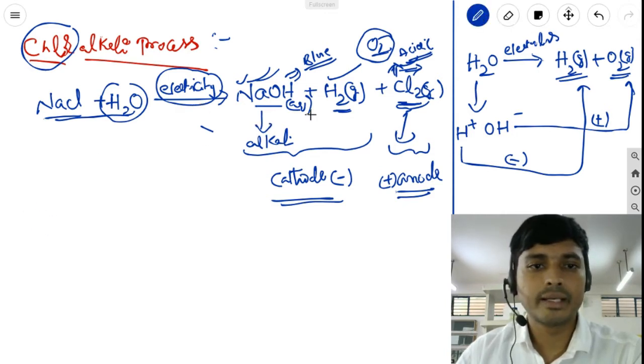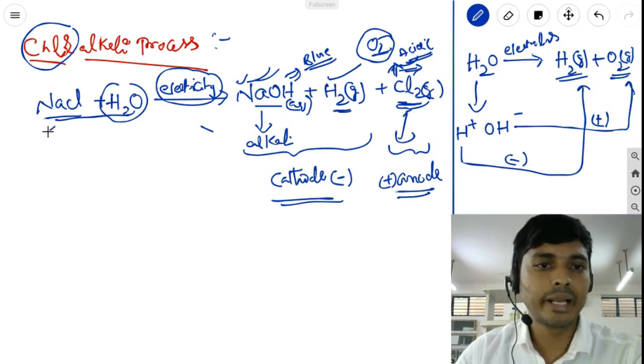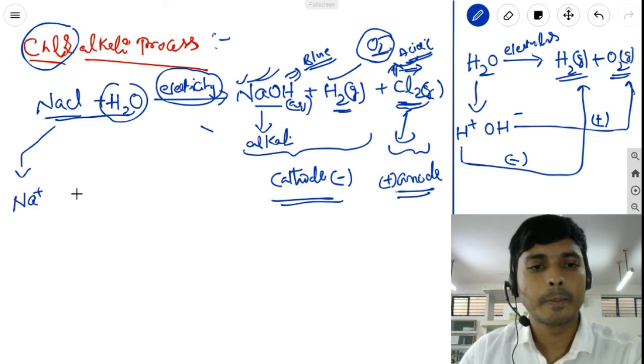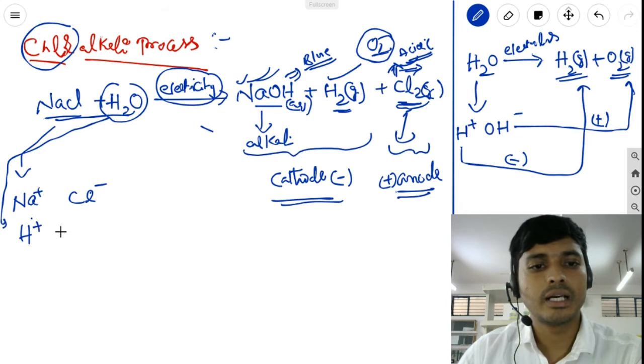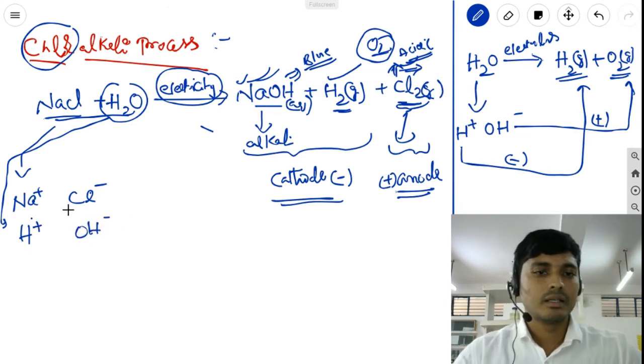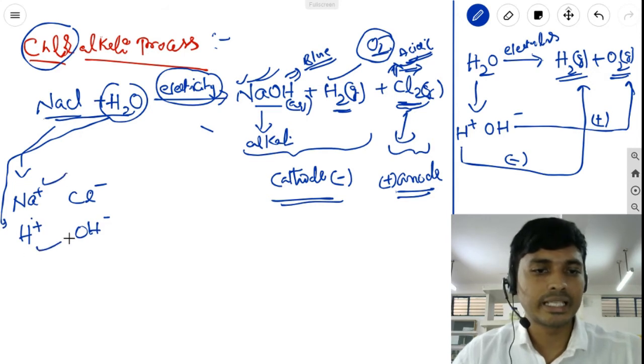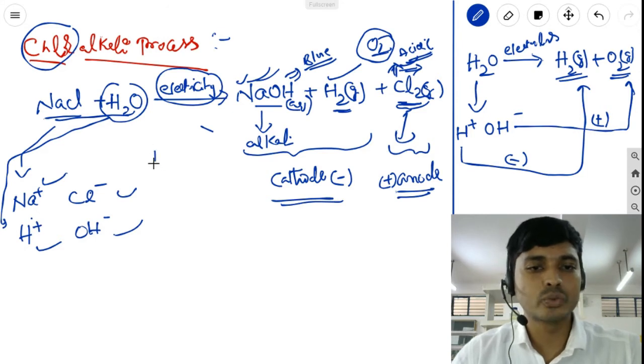So sodium chloride, in brine solution, what are the ions this gives? Na plus ion and Cl minus ion. And water, what ions does it give? As we have just discussed, H plus ion and OH minus ion. Now the question is, we are having Na plus ion and H plus ions, and we are having Cl minus ions, OH minus. 4 ions we are having.